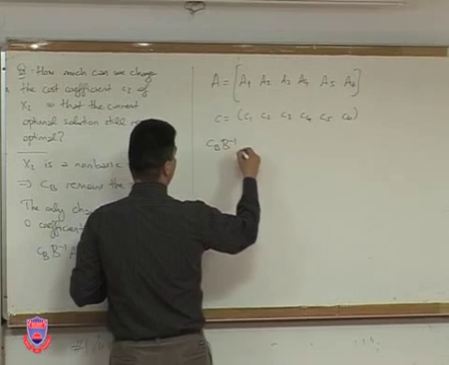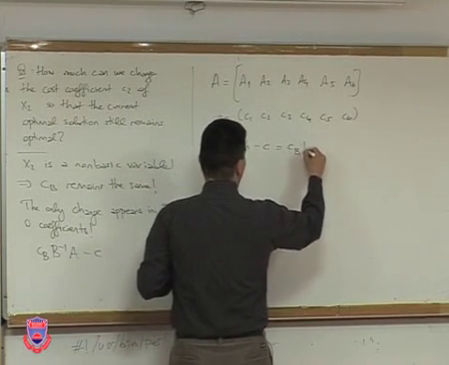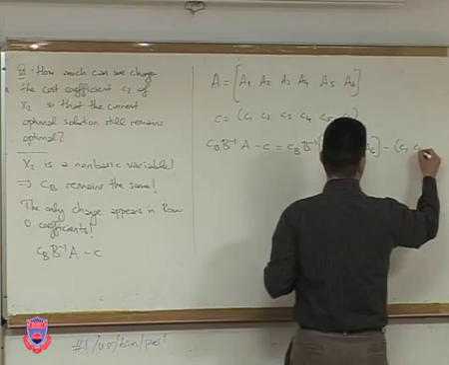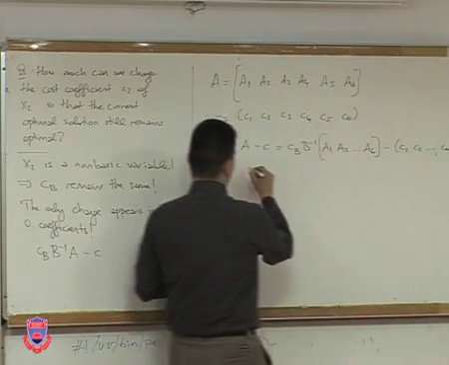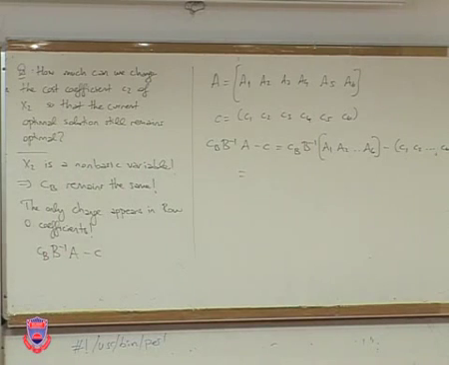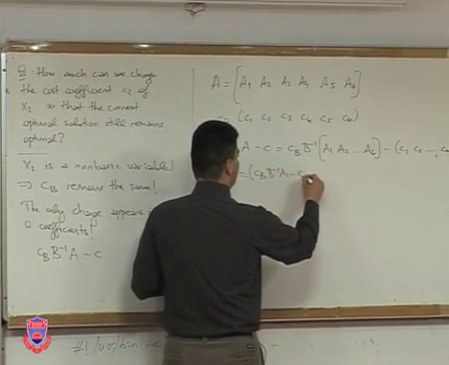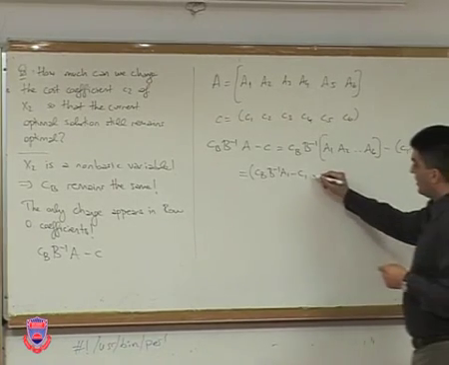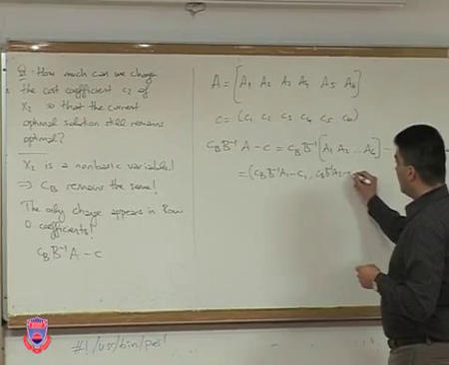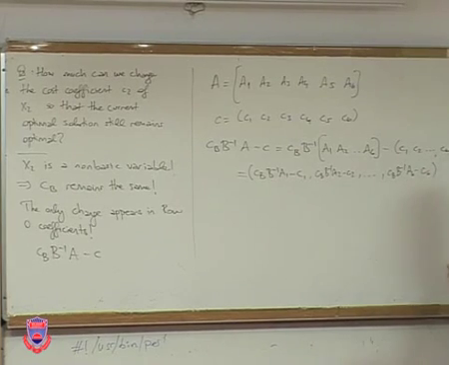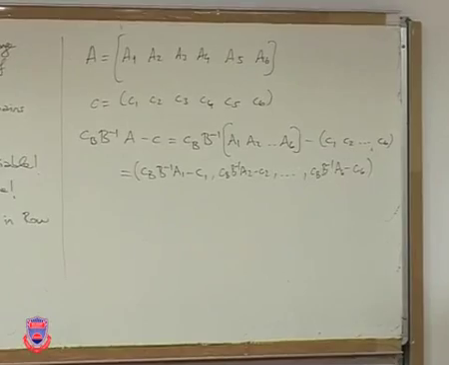Now let me look at the components of this vector. CB B inverse A minus C looks like the following: CB B inverse times A1, A2, all the way up to A6, minus C1, C2, all the way up to C6. Let me write down the individual components. Remember, CB B inverse A is a row vector, and C is another row vector. I'm taking the difference of the two. So what's the first component? CB B inverse A1 minus C1. What's the second component? CB B inverse A2 minus C2. And what's the last component? CB B inverse A6 minus C6. Does everybody see that? Okay.